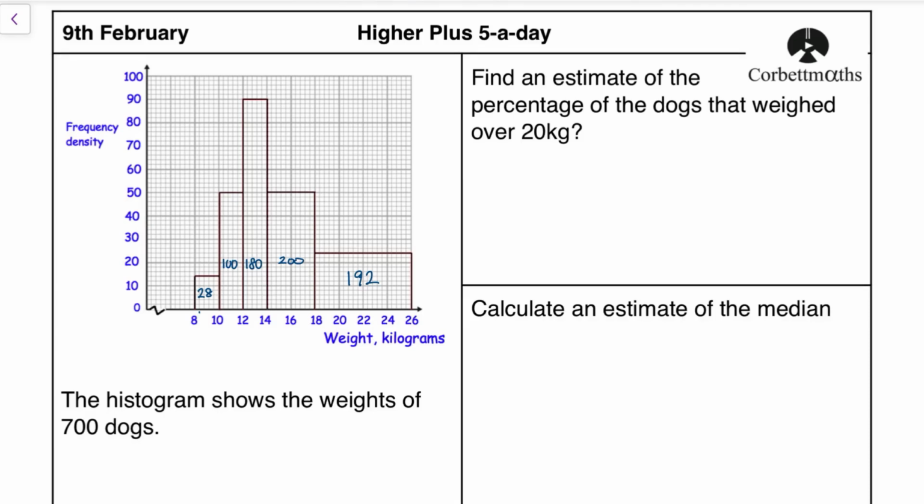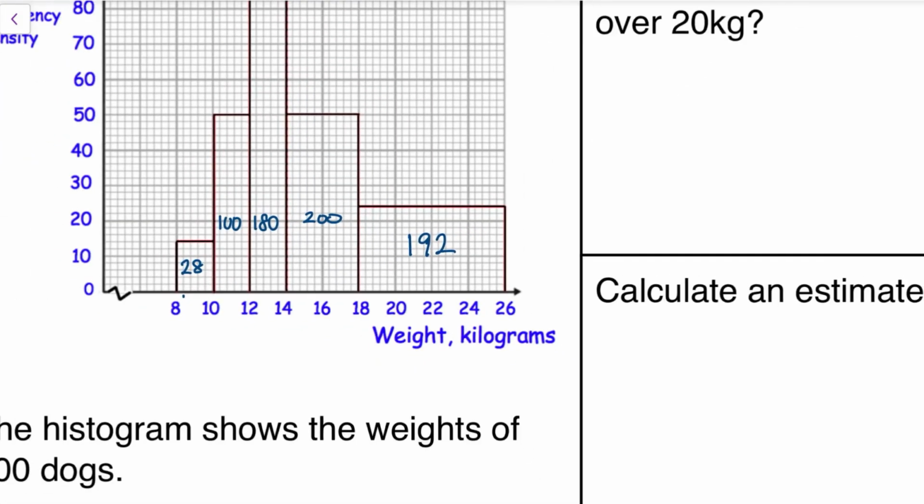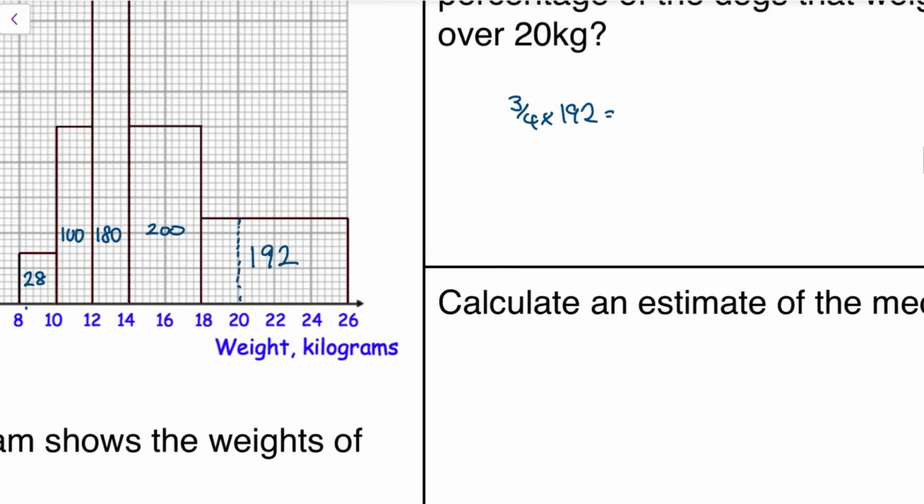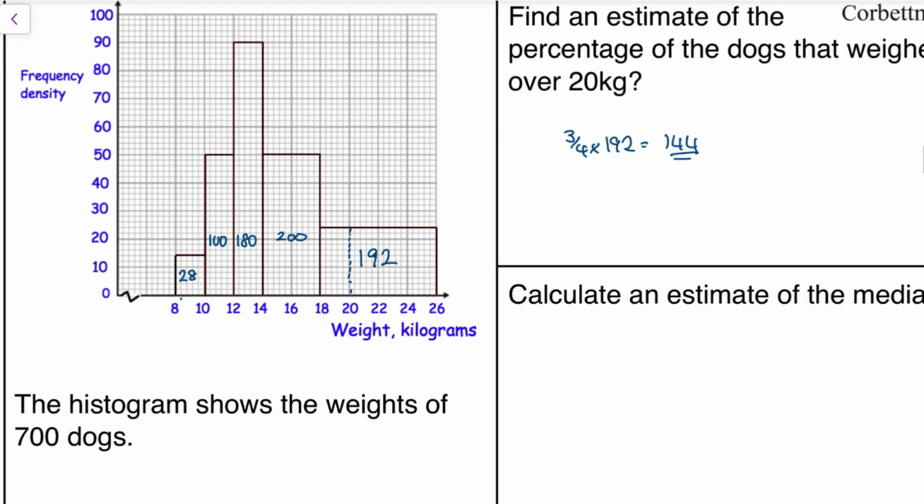Right, what do we have? Find an estimate of the percentage of dogs that weigh over 20 kilograms. So in other words, 20 kilograms is here. And so I need, well, there's 1, 2, 3, 4 squares across, or 4 big squares. So I need 3/4 of those 4 squares. So it's going to be 3/4 times 192, which is 192 times 0.75. It's going to give me 144. So the first one is 144. What am I weighing? Dogs.